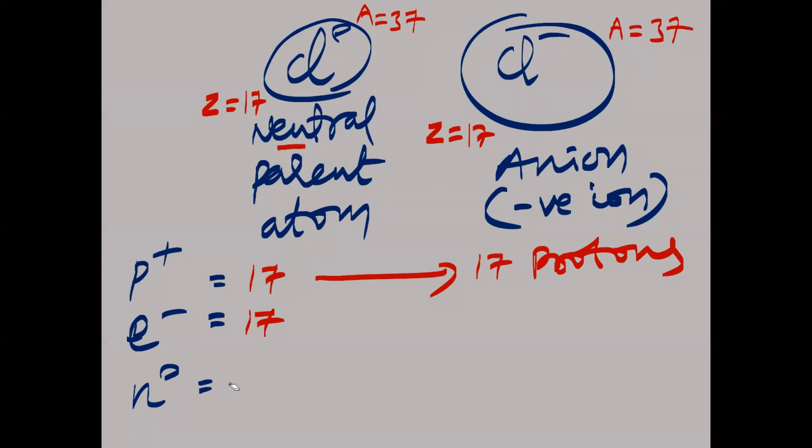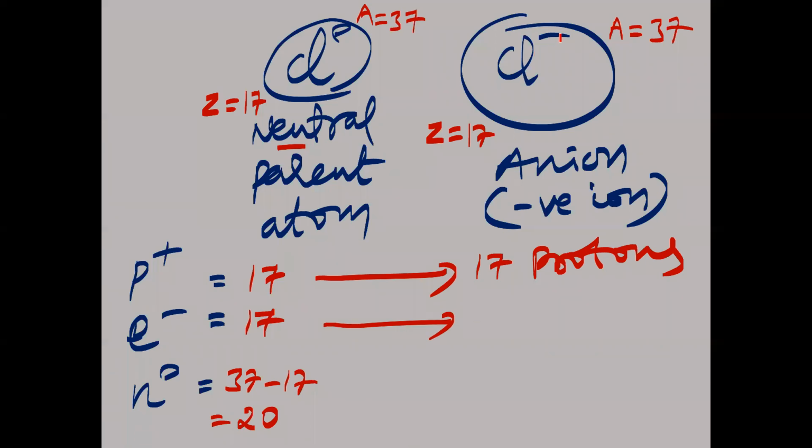Next, how to calculate the number of neutrons here? Neutrons number is A minus Z. Here 37 minus 17, how much? 20. So 20 neutrons are present in the parent atom. And here electrons 17 in the neutral atom.